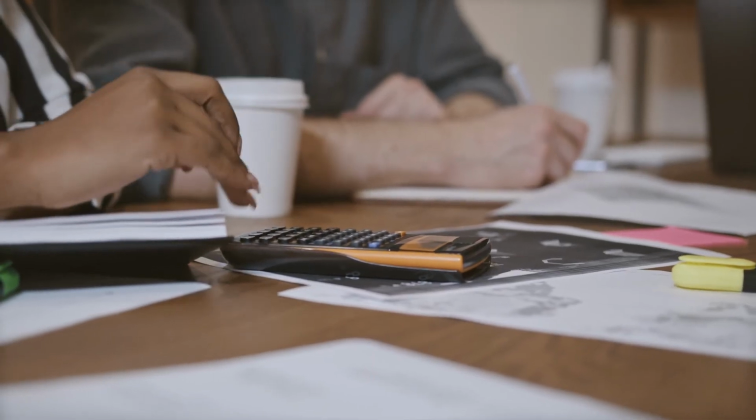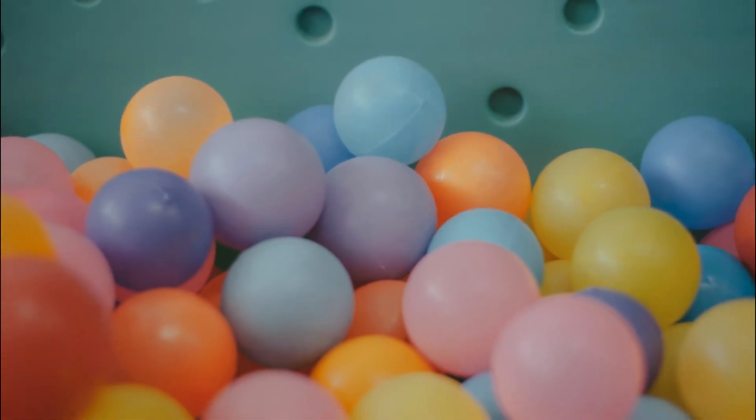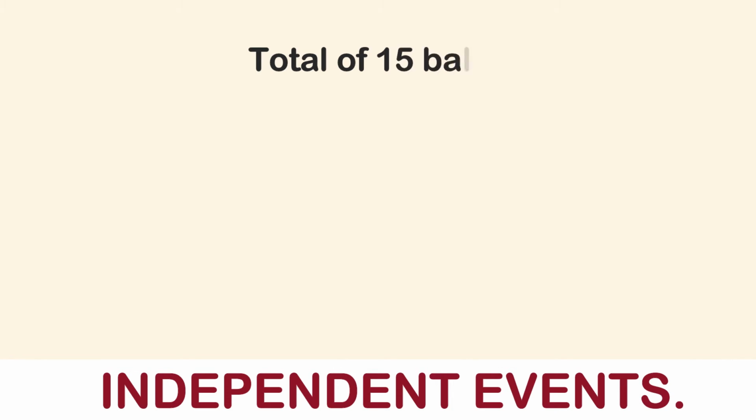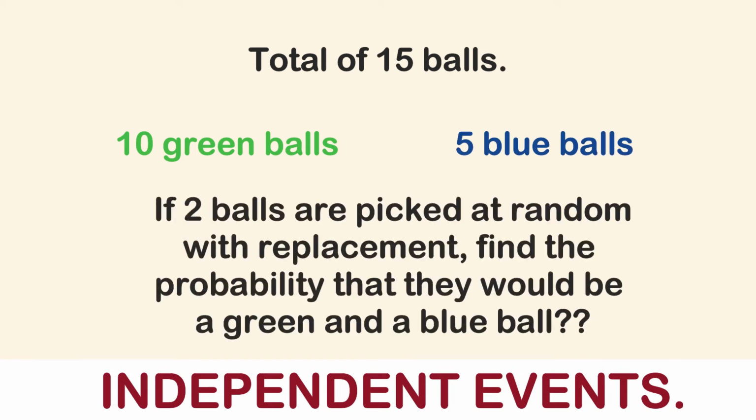Let's put this mathematical formula into practice. I am going to assume an example of a bag containing a total of 15 balls. Inside this bag we have 10 green balls and 5 blue balls. If two balls are picked at random with replacement, we need to get the probability of having a green ball and a blue ball. Please emphasize the words with replacement, because for independent events, our experiments in this type of situation must be done with replacement. It was stated that we are having two picks, so we have the first pick and the second pick.